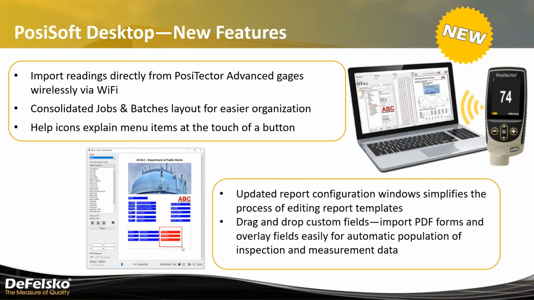You can now import readings directly, either from the advanced PosiTector gauge body or from the PosiTest AT directly via Wi-Fi. All you have to do is be connected on a common Wi-Fi network, both with your computer and with the gauge, and it will basically just see the gauge there. Your serial number will come up, and it'll just give you the option to import.